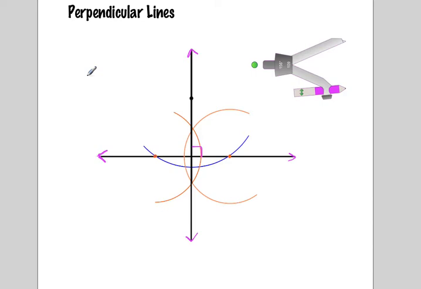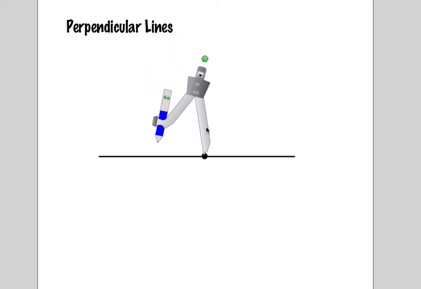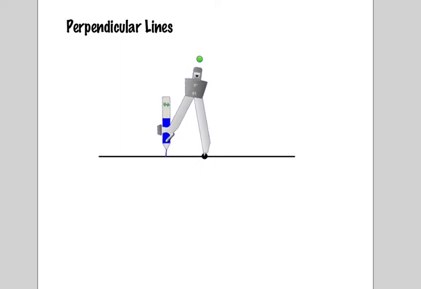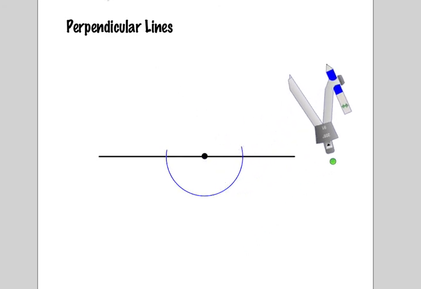So here are perpendicular lines when the point is off of this segment or off of the line. Here is another type of perpendicular lines when the dot is on the line itself. So when you're doing this type, you start with the center of your compass on the line, and you need to create a piece of the line here, or piece of this segment, that is equal distance on each side of this dot. So I'm going to start again with an arc that will cut through the line twice.